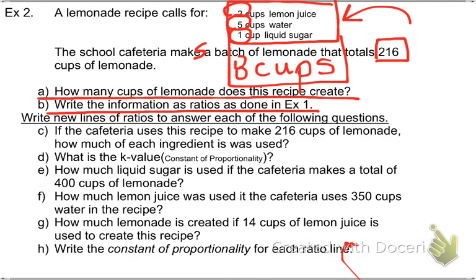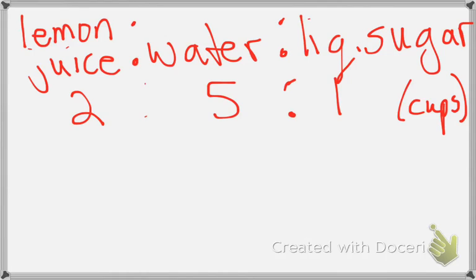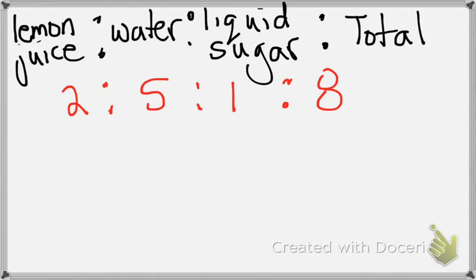Okay, now probably it's always useful to have a total there. I'm going to pause it and make that smaller. Okay, so I added the totals in here at the end. So we would get 8 cups of lemonade if we made this recipe one time.